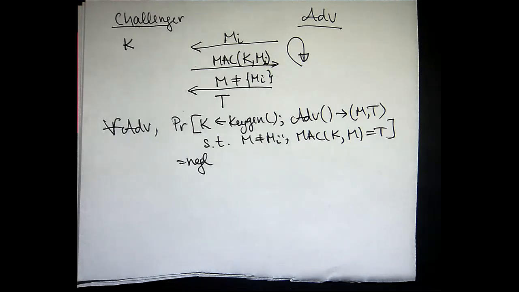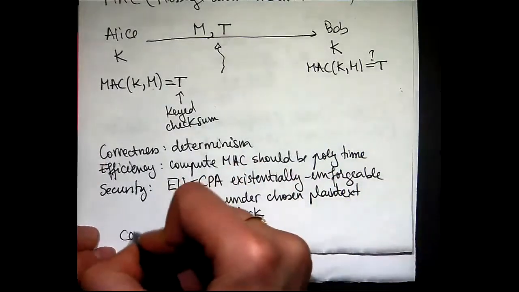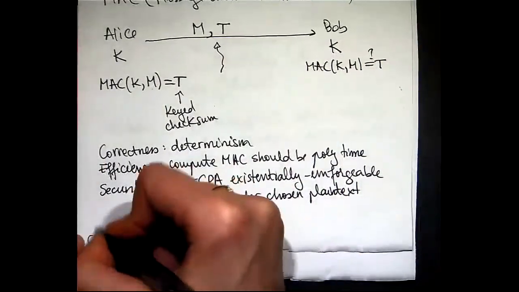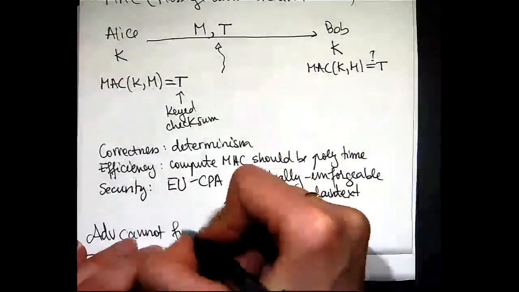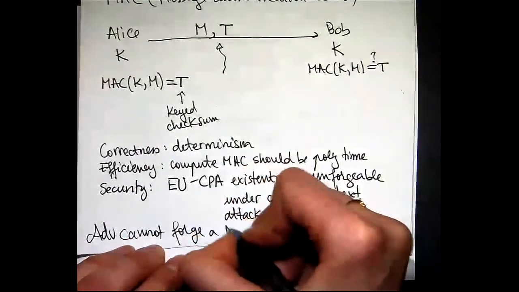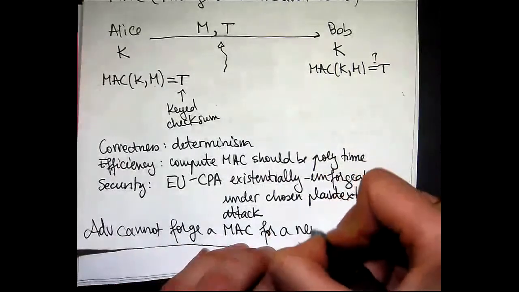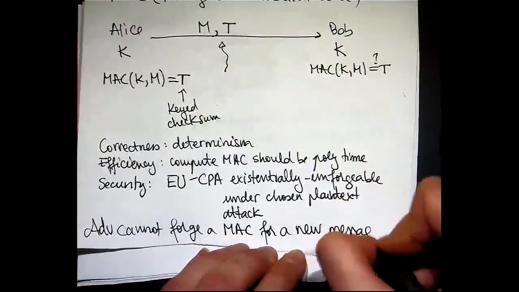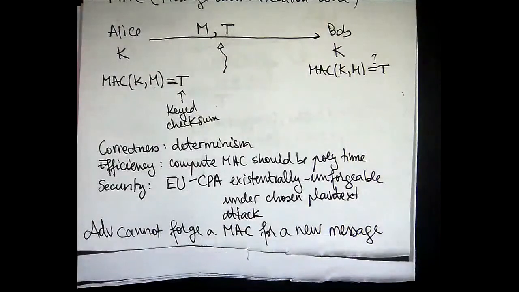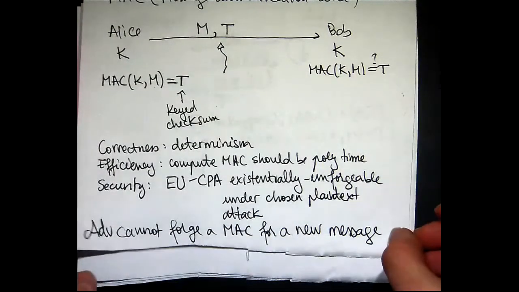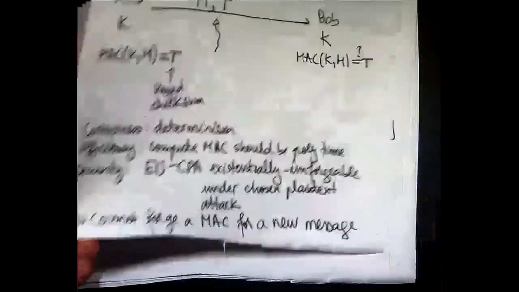Okay? So again, intuitively, what the security says is that no adversaries can forge a MAC for a new message, a message for which they never received the MAC. Of course, if they received the MAC for the message, they know it, but if they didn't, they should not be able to create the MAC.